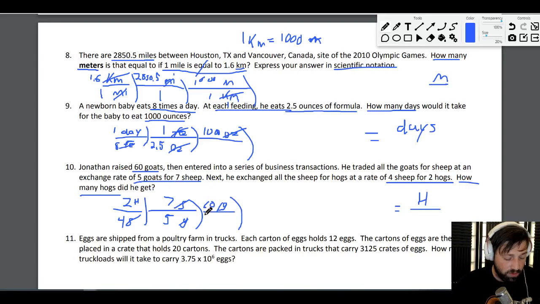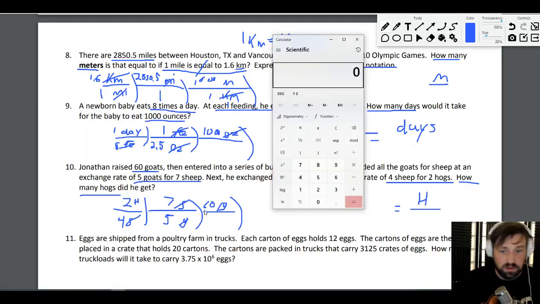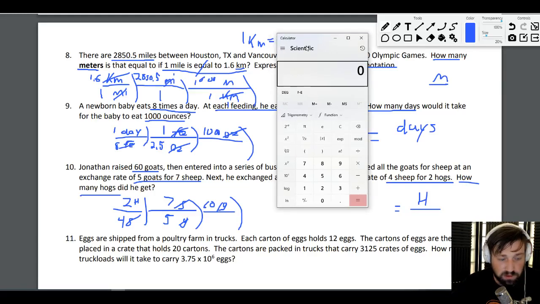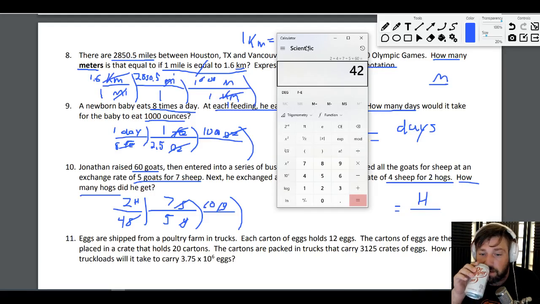So now we can go through and actually do calculations. To calculate it, start out with 2 divided by 4 times 7 divided by 5 times 60. 42. He has 42 hogs. That's really good. It's not a decimal answer because I don't know if that hog would make it back to the farm. Maybe if it was like 0.99.